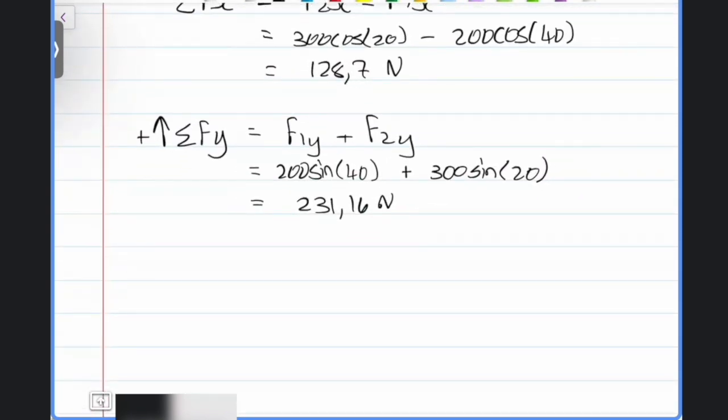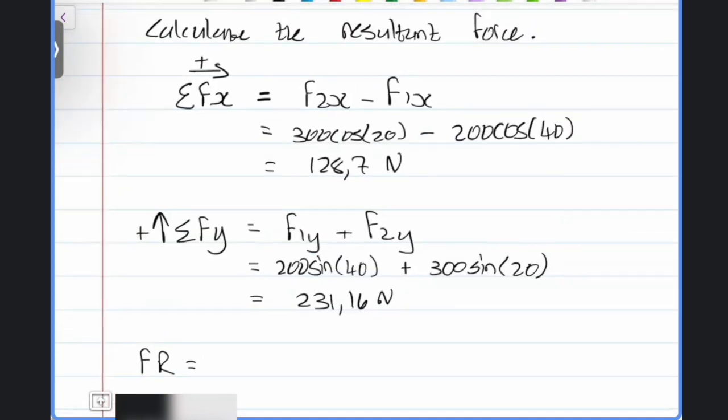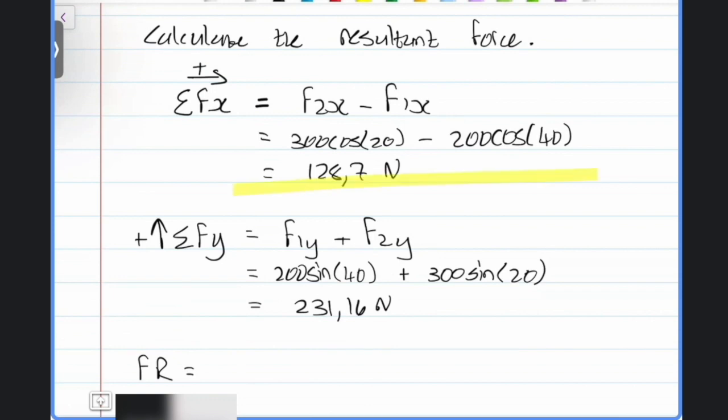So the last thing that we have to do is we are going to use Pythagoras, right? Whenever you're dealing with some force in the x direction and then some force in the y direction, they're always going to be perpendicular to each other, which means we can always use Pythagoras.